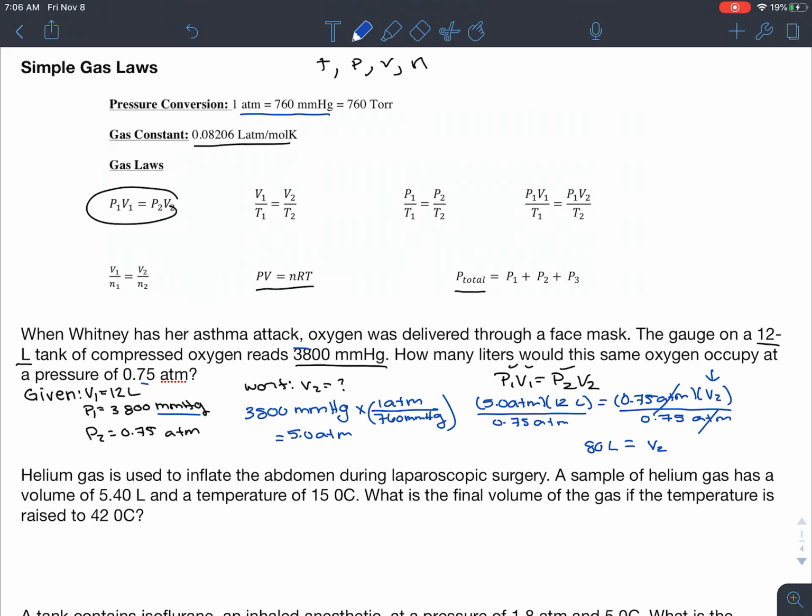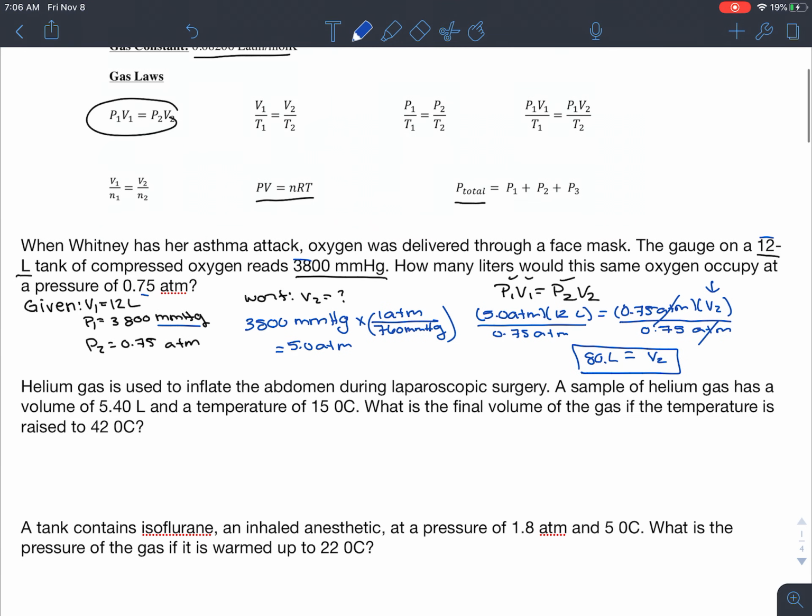Now, how many significant figures do we want? We have 2 here, 2 here, and 2 here. So I need to put a little period by the 80 to make it 2 sig figs.